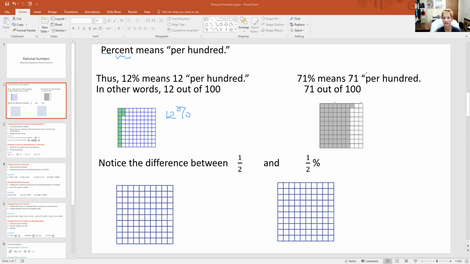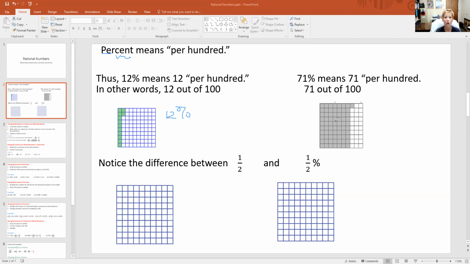Okay, so what does 71% mean? Well, 71% means 71 per 100. In other words, 71 out of 100. So I have highlighted in gray 71 little squares out of the total 100 squares. So 71% here is shaded.